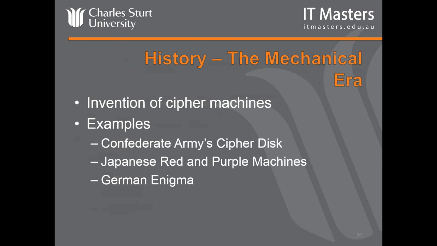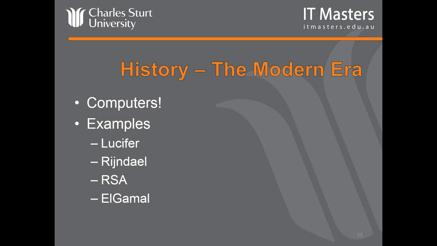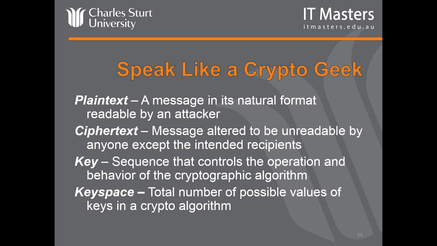We have cipher machines. We go into the mechanical era, so these are things like Confederate Army cipher disks, Japanese Red and Purple machines, and the Enigma. Nice little cool machines that existed around World War II and earlier. Things that are mechanical. We have more modern things, Lucifer, Rijndael, RSA, ElGamal, and computerized cryptography. Going back to the 70s and beyond, we find all these new things coming in.